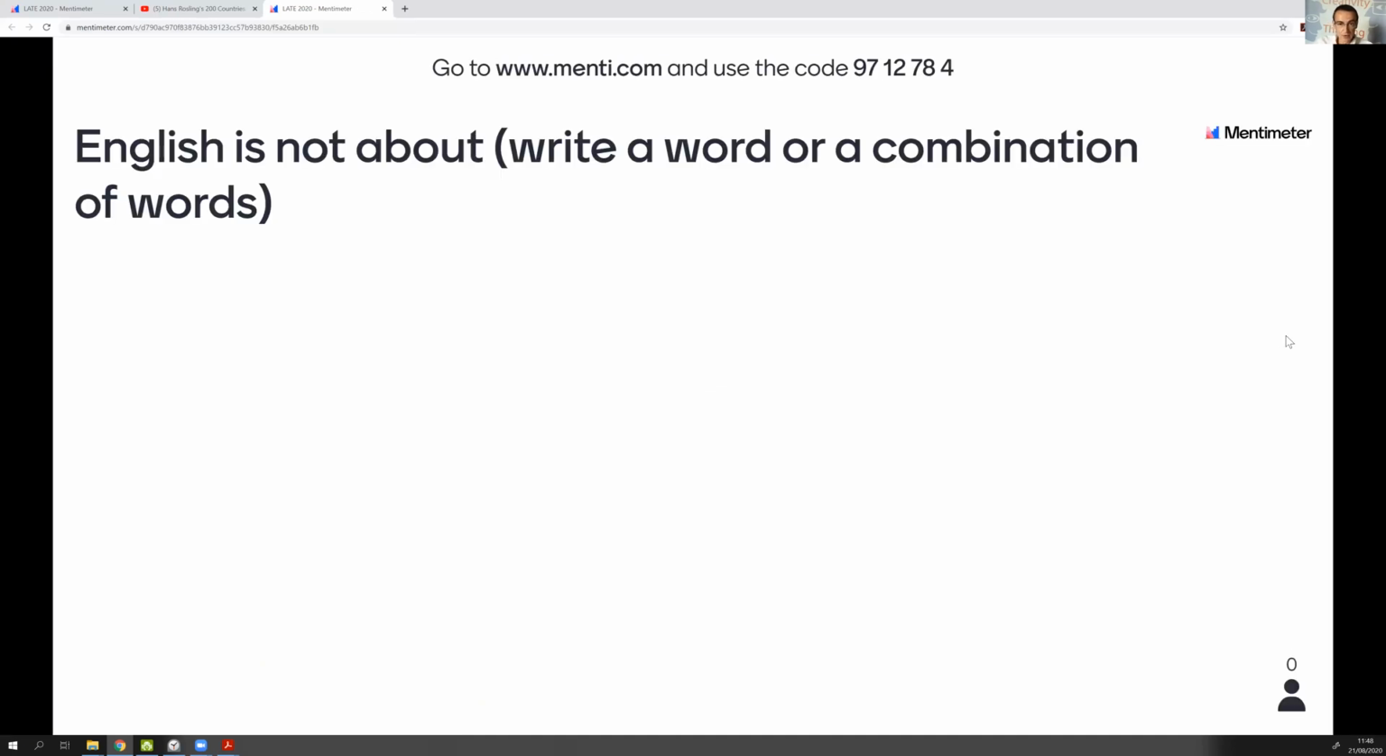And I think if you try to do it and if you start answering, we should see our answers now all together on the screen. So what English is not about, according to you, try to write a word or a combination of words, keeping it fairly brief. Yeah, so just a few minutes for you to reflect and share your thoughts, if you could.